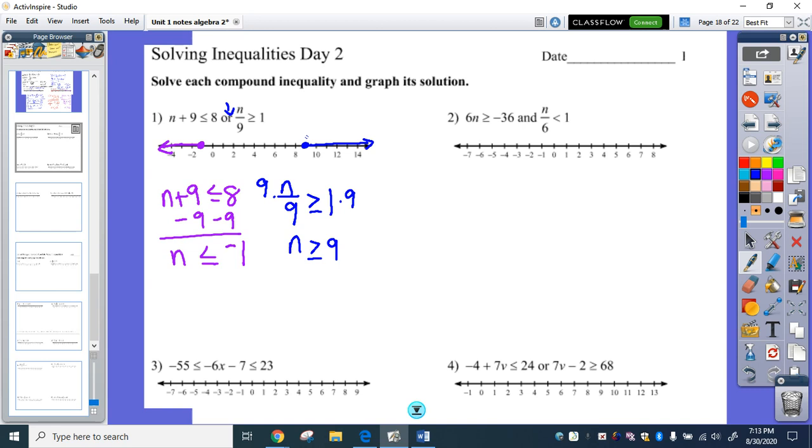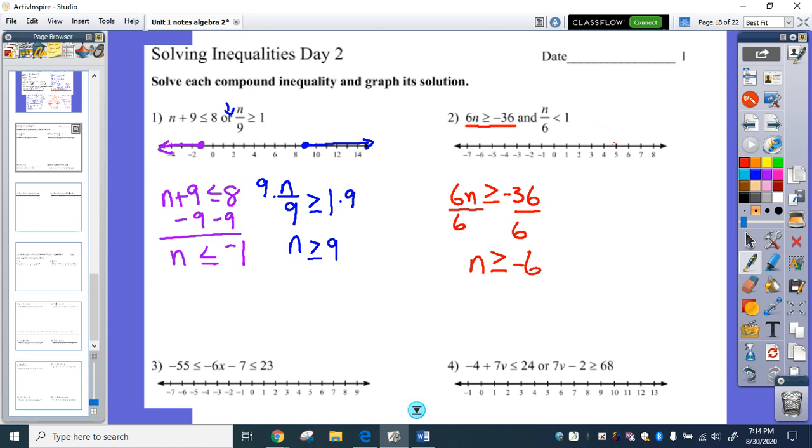Now, with number 2, we have an and problem. They've given you this and problem split up as two separate equations, which is fine. Sometimes we have to split things into two cases, even with an and problem. So let's take a look at each part of this and. If we're going to do this problem right here, 6n is greater than or equal to -36, let's solve for n. We divide both sides by 6, which means n is greater than or equal to -6.